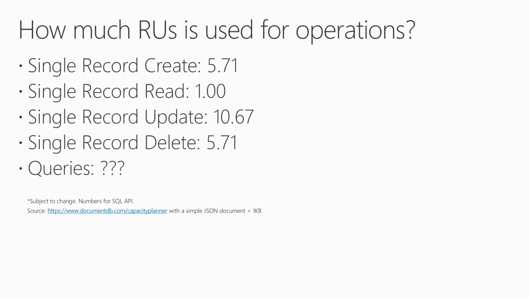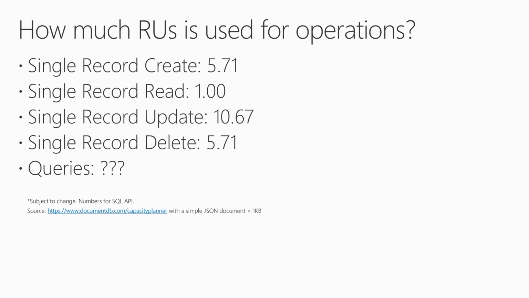How many RUs are used for operations? Based on a single JSON document that I've created, I've been able to extract those numbers from the Cosmos DB Capacity Planner. The link will be provided in the description as well as in the last slides. These numbers will change based on the size of your documents, but it gives us a good relative difference in terms of how expensive an operation is.